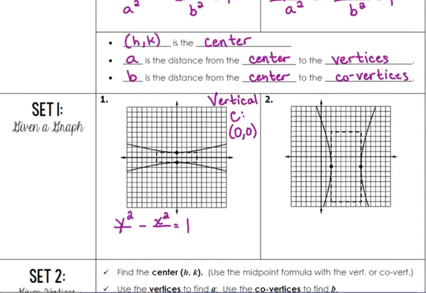I got to figure out what a and b are. A is the distance from the center to the vertex. The vertex is on the curve, so that distance is 1, and I square it. B is the distance from the center to the co-vertices. They were nice and drew the little box in there, so we can see that's a distance of 4. So if we make this look a little bit better, they would just write it as y squared minus x squared over 16 is equal to 1.